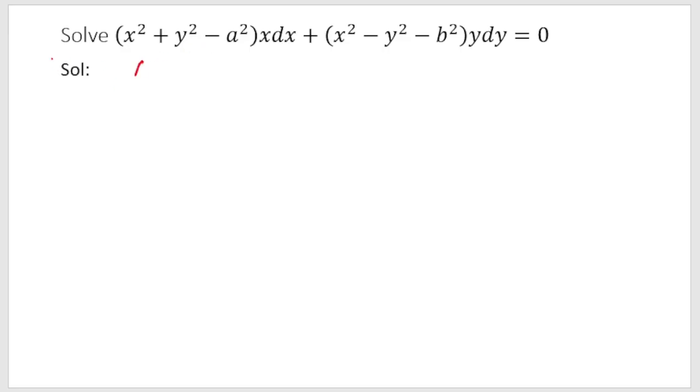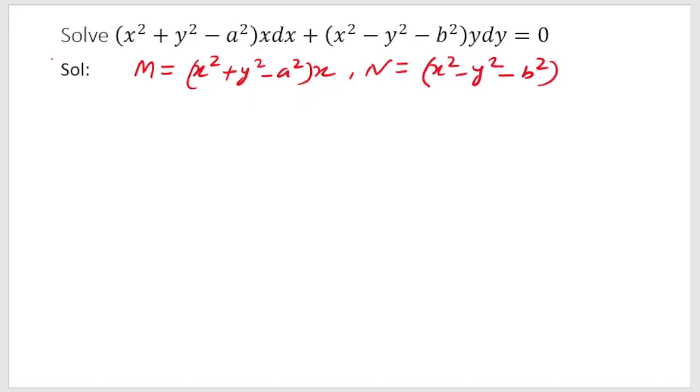In this we are not going to spend too much time. I will quickly write M. So what is M here? x square plus y square minus a square, and don't forget to write this x also. And what is N here? So N here is x square minus y square minus b square, into y. So what is the first thing? We have to check whether it is exact or not.